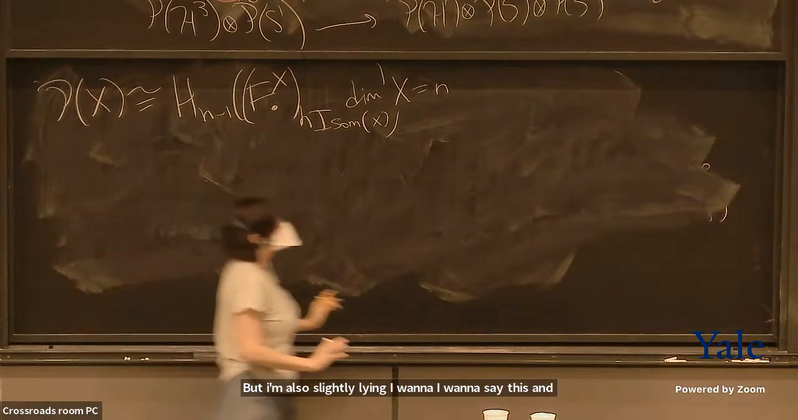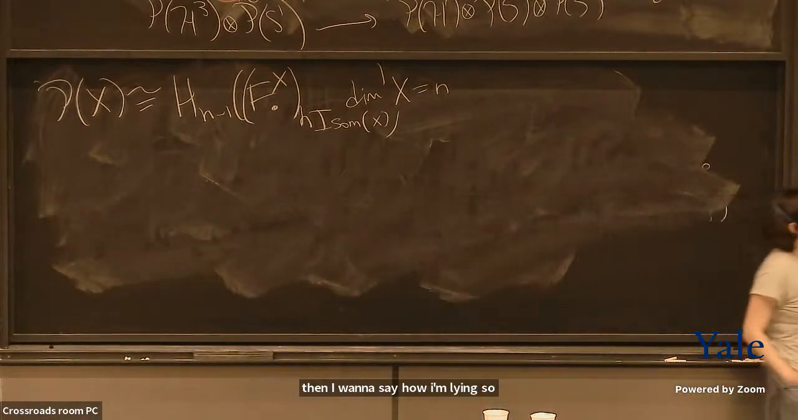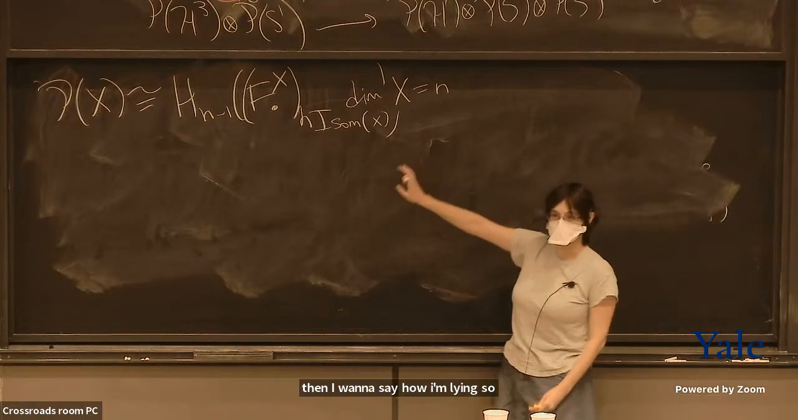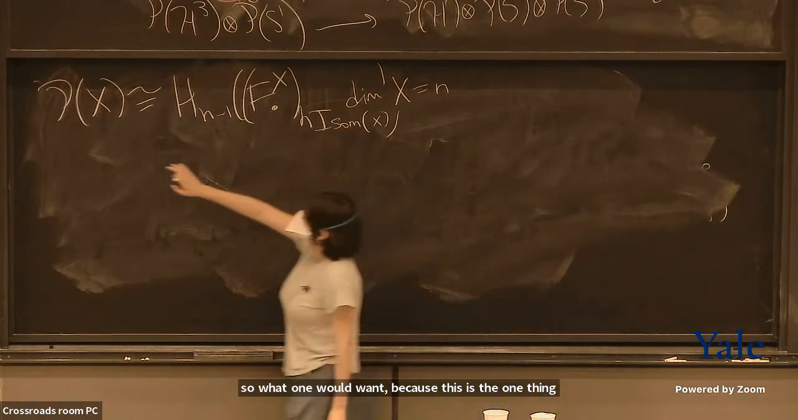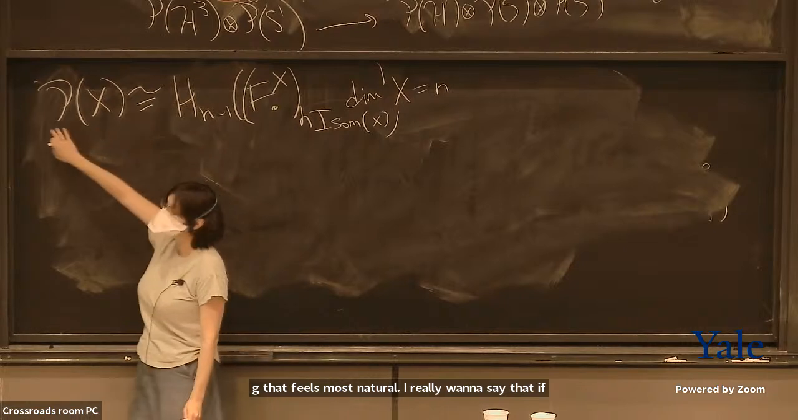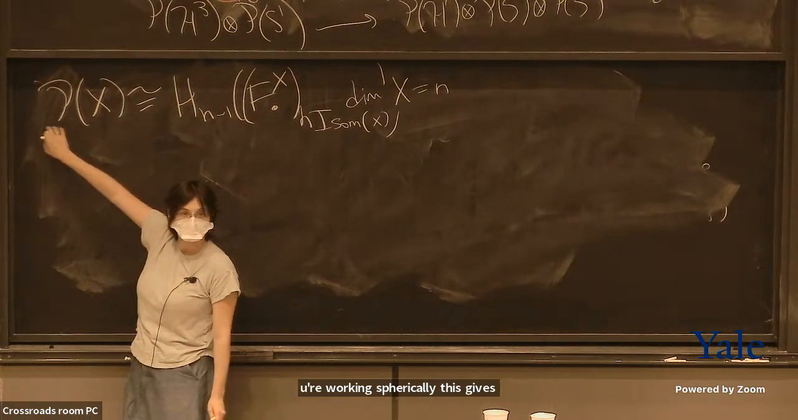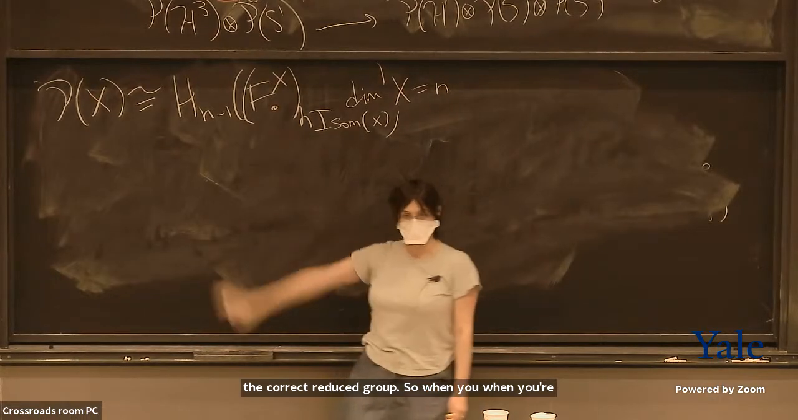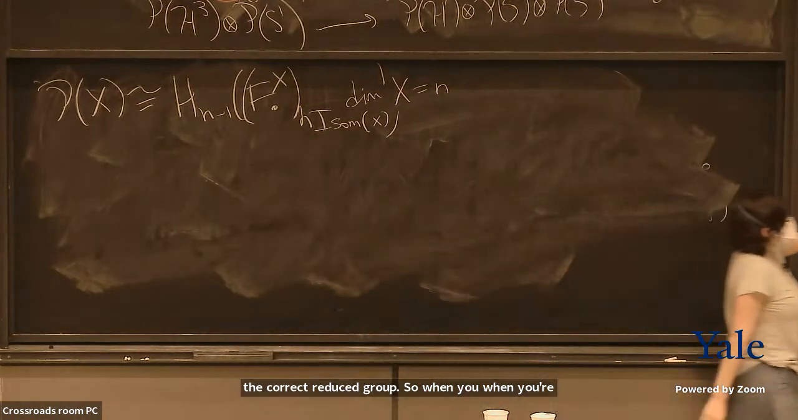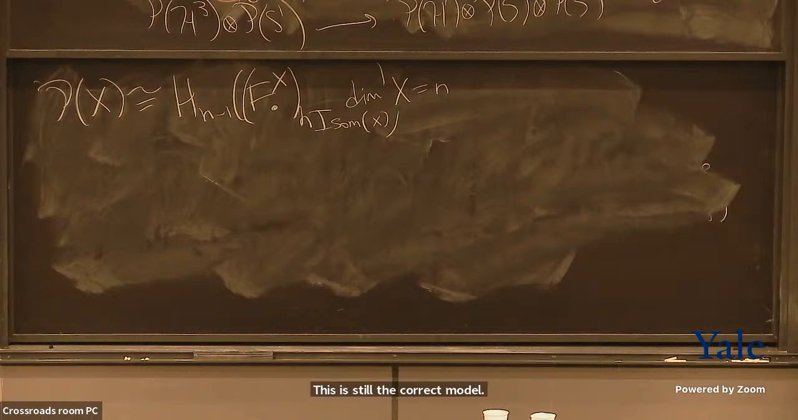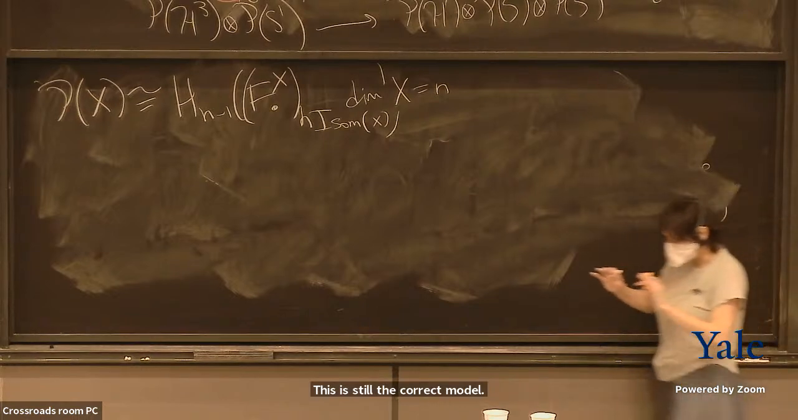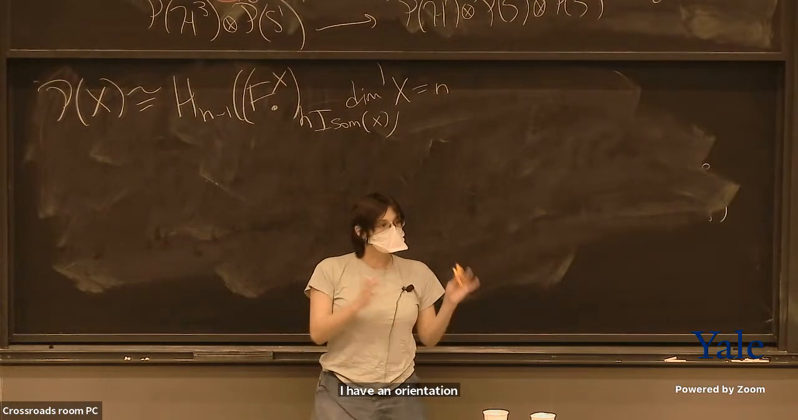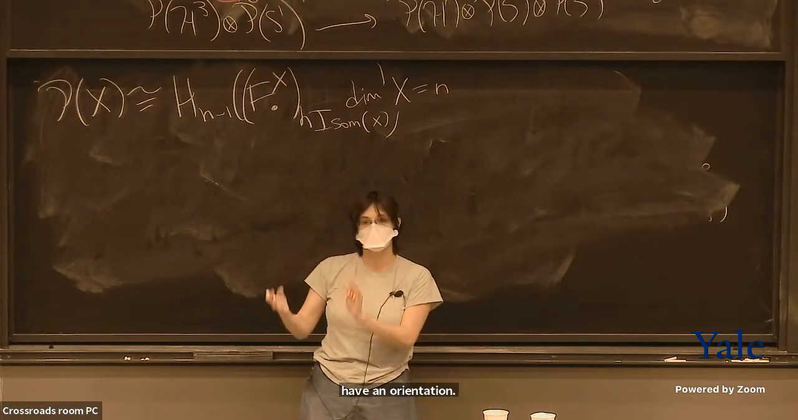So this is sort of what one would want, because this is the one thing that feels most natural. I also very quickly want to say that if you're working spherically, this gives you the correct reduced group. So when you're working with a reduced group, this is still the correct model. So the issue is this. When I have an orientation reversing isometry, I still want that to give me the same polytope.